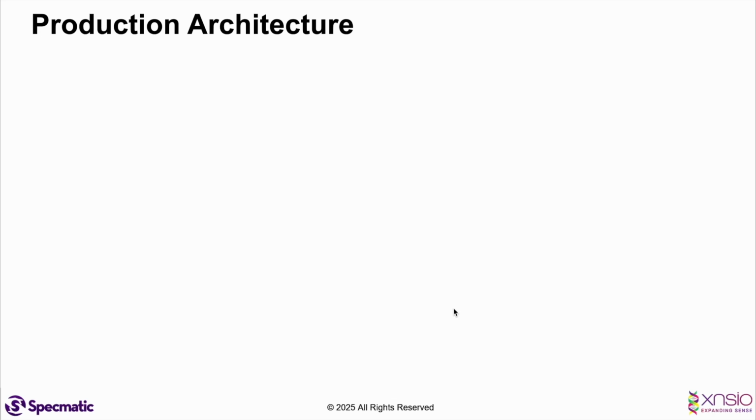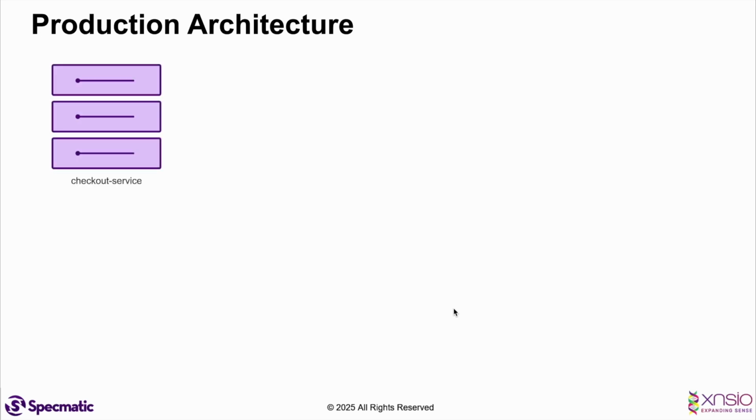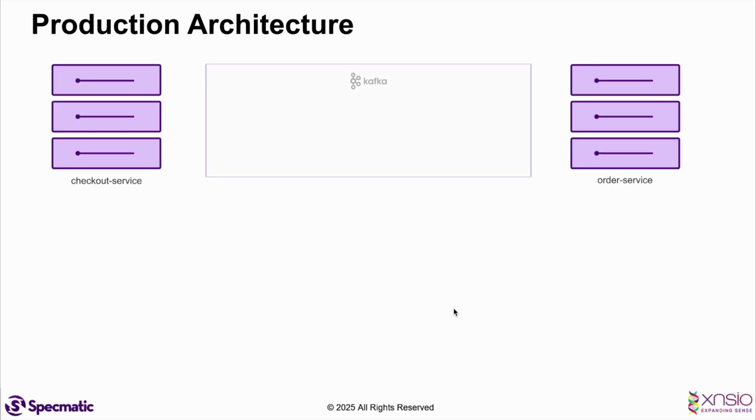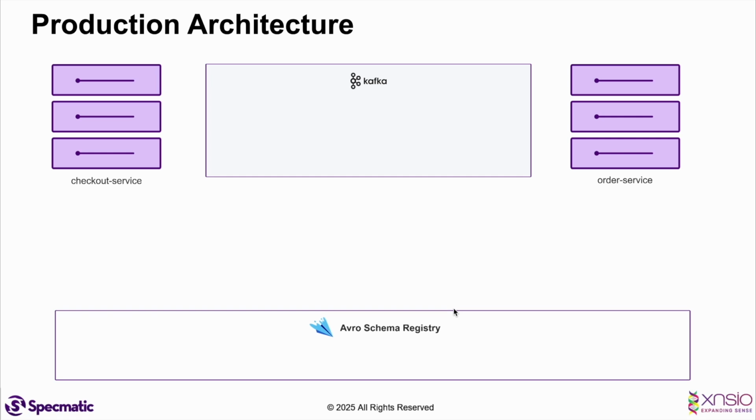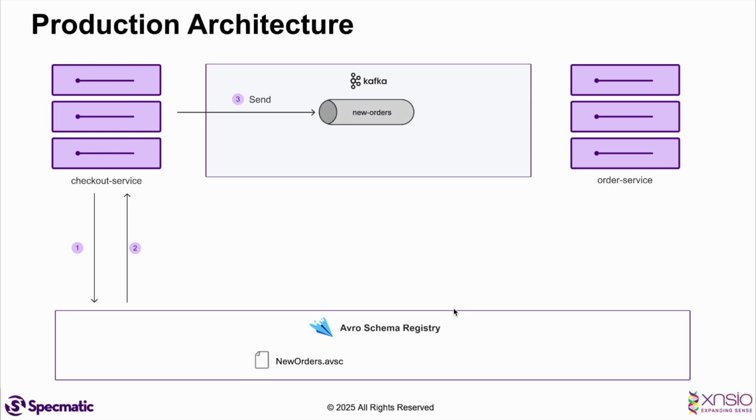Let's understand the architecture of our sample application. We have a checkout service, an order service, a Kafka broker, and an Avro schema registry. The checkout service serializes a message using the new order schema from the registry and publishes it on the new orders topic, which is then consumed by the order service.